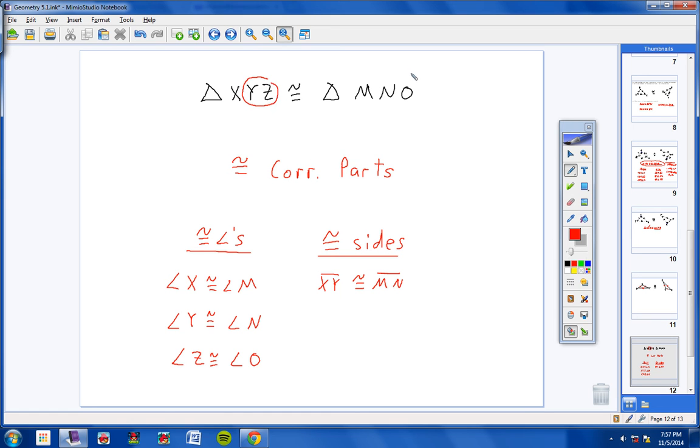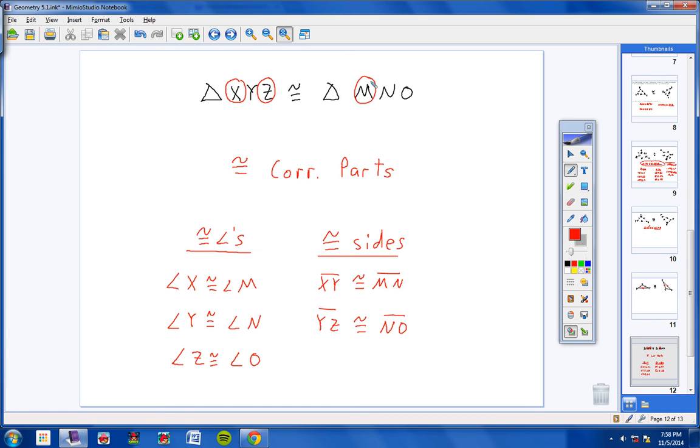Now, what's the last two letters? YZ. What's the last two letters over here? NO. So I know that side YZ or ZY, doesn't matter, is congruent to NO or ON. Guys, that's so simple, okay? And then look, Mr. Earhart, what about the last part here? Well, what's your first letter? What's your last letter? XZ.